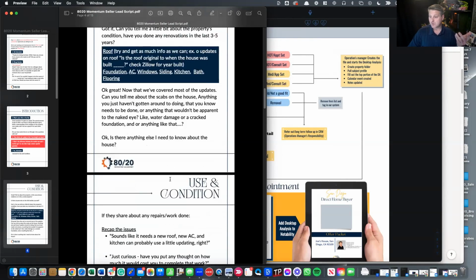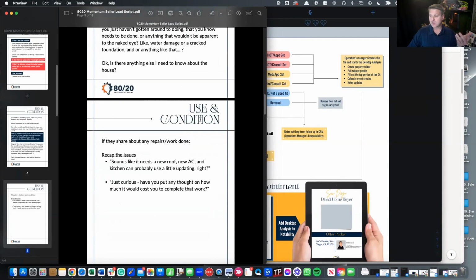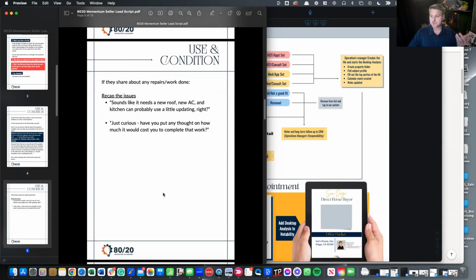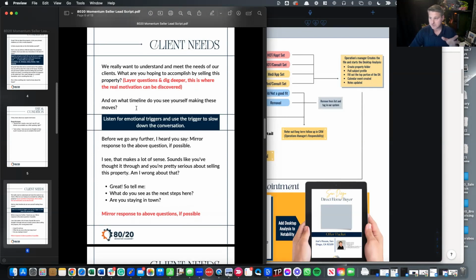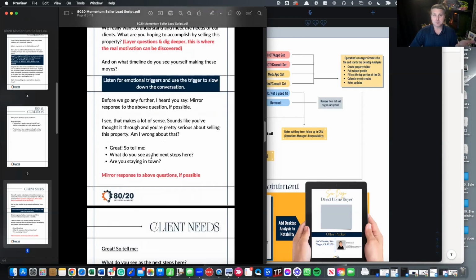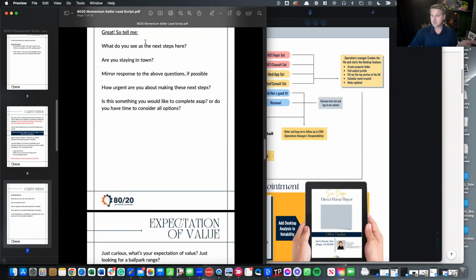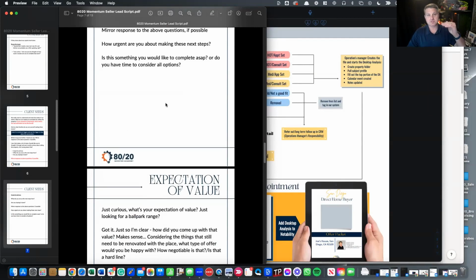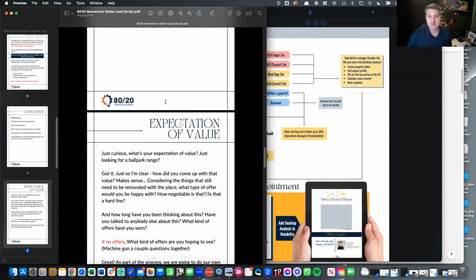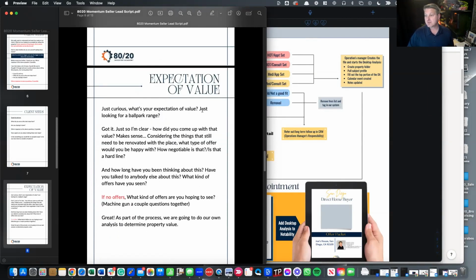Okay. And then we go through, after we get through our use and condition and we recap all their issues that they have, then we transition into the client's needs. This is the framework here. We get into the client's needs. Then after we understand the client's needs, what's going on at a deeper level, and we ask all these different leading questions. Why are you staying in town? What's going on here? And we're just going layers deeper into understanding the context of their situation. Then we get into the expectation of value way down here.